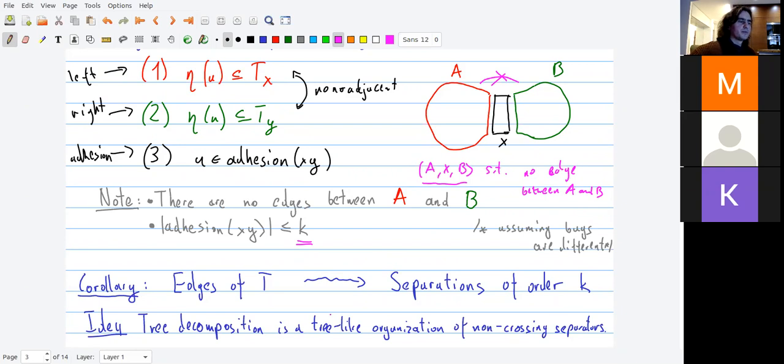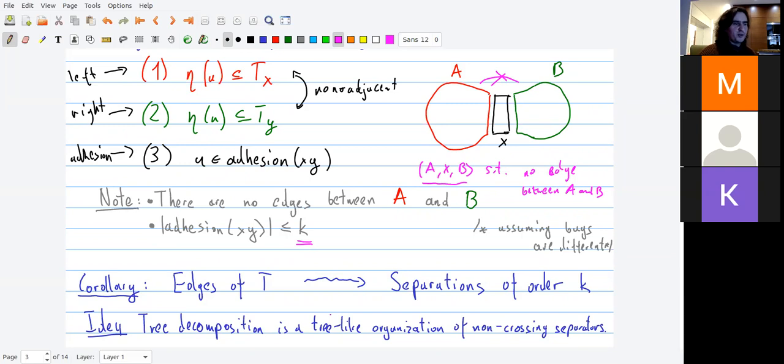Does this in any sense give us all the separations of some order? No, not necessarily, because there can be crossing ones, right? And whenever I have two crossing separations, if I'm thinking about making a tree decomposition, I need to pick one of them for the tree decomposition. But there is something to your question.